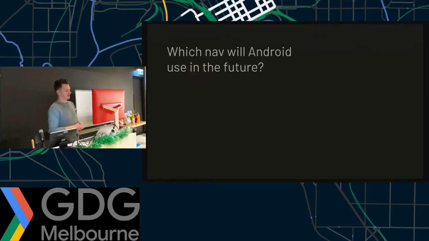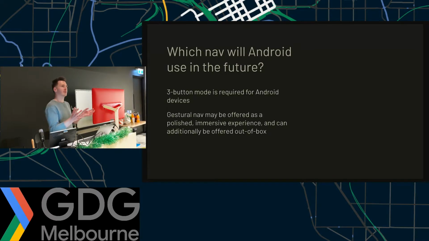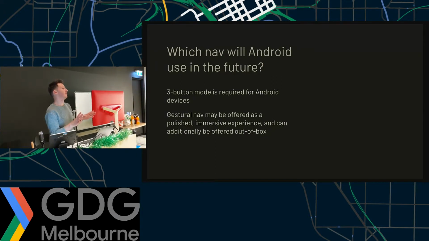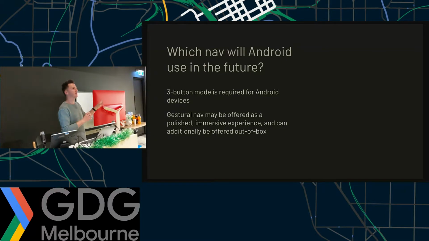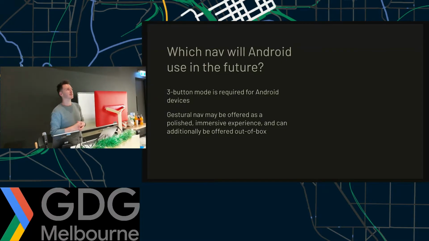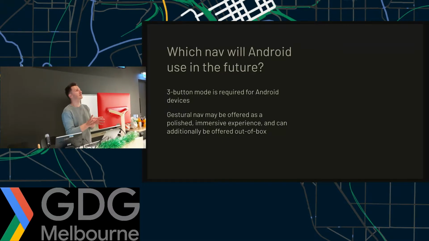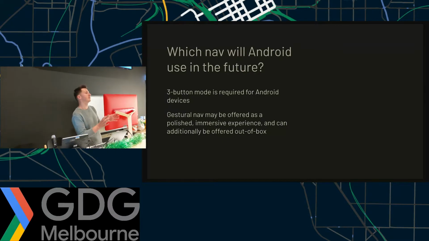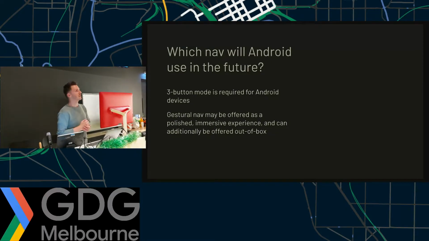So what will happen to navigation in the future? You may be afraid that we're going to get rid of the three-button navigation mode, which has been available for, I don't know, 5-6 years. Now, three-button mode is going to be required for all devices going forward, so we're not getting rid of it. The primary reason for this is that it's great for accessibility. Gestures aren't very good for people who have impaired vision or impaired movement in their hands, and therefore we need to keep three-button mode for accessibility reasons.